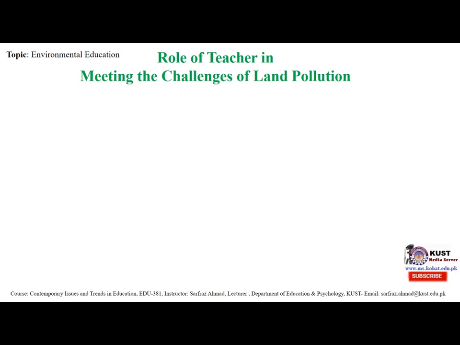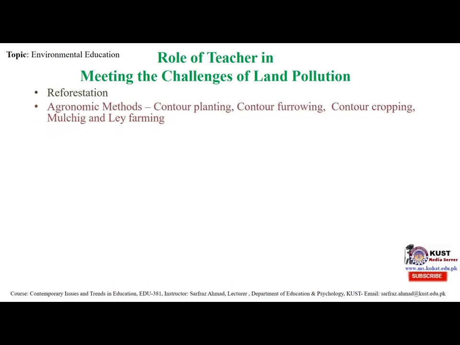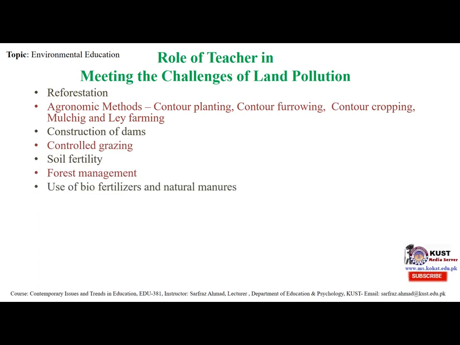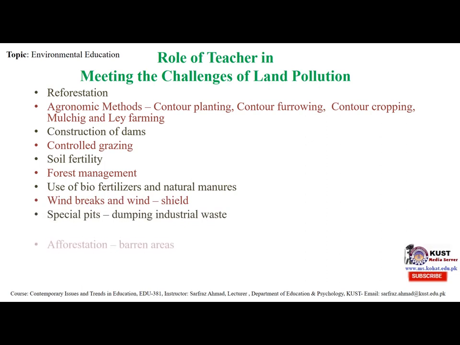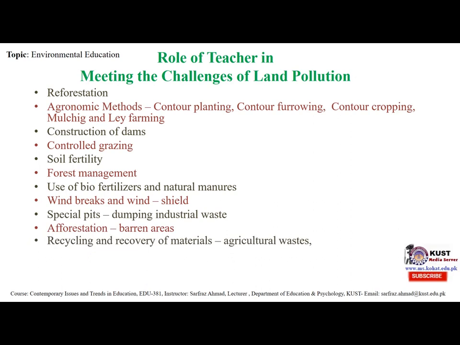You can prevent land pollution by minimizing or eliminating waste at the source and substituting non-toxic options for hazardous materials. Reforestation, agronomic methods like contour planting, contour furrowing, contour cropping, mulching and leaf farming, construction of dams, controlled grazing, soil fertility, forest management, use of bio fertilizers and natural manures, wind breaks and wind shields, and special pits for dumping industrial wastes, and afforestation, where barren areas should be treated with afforestation.